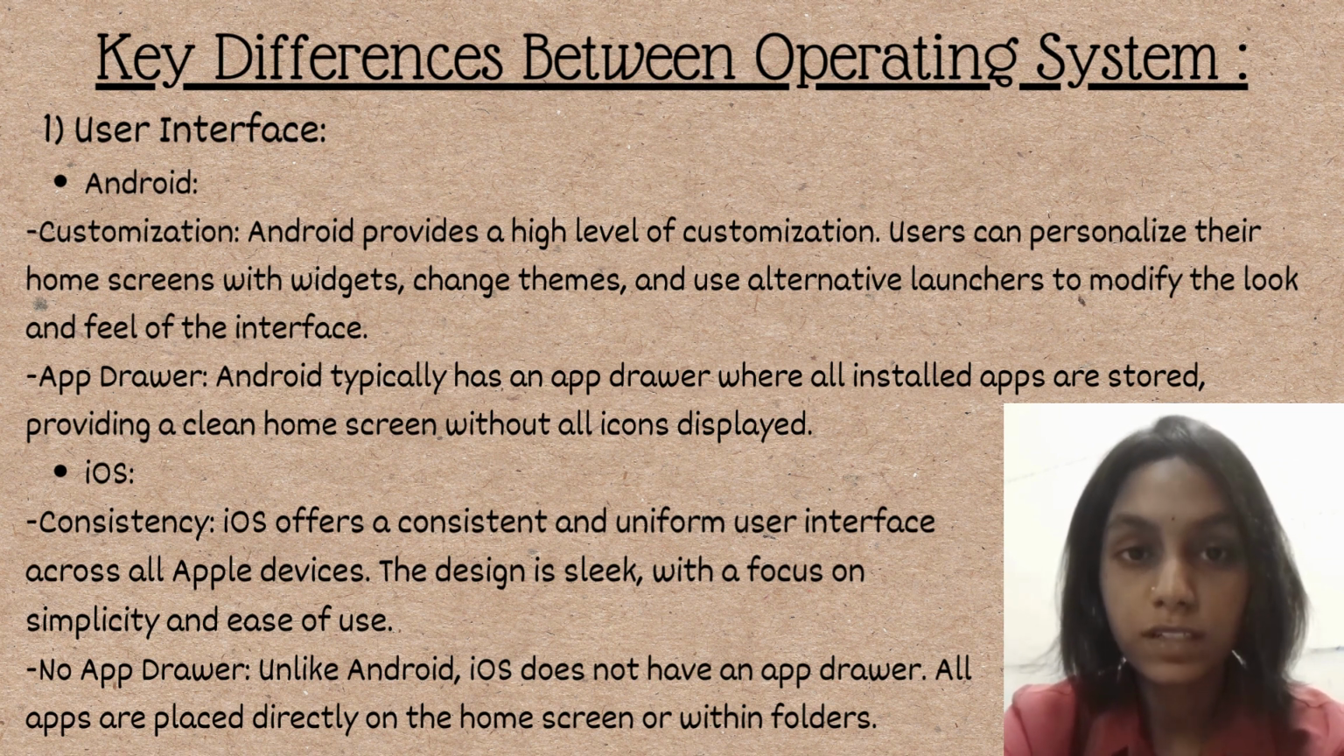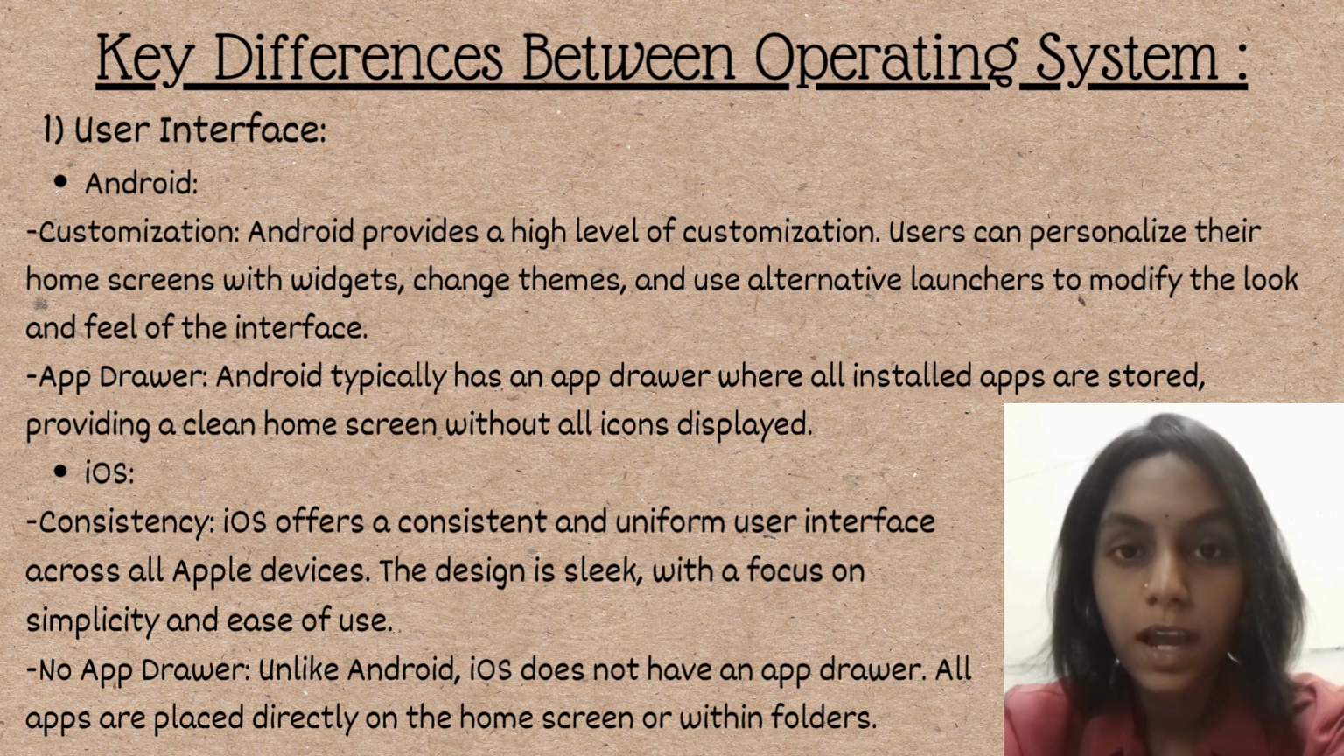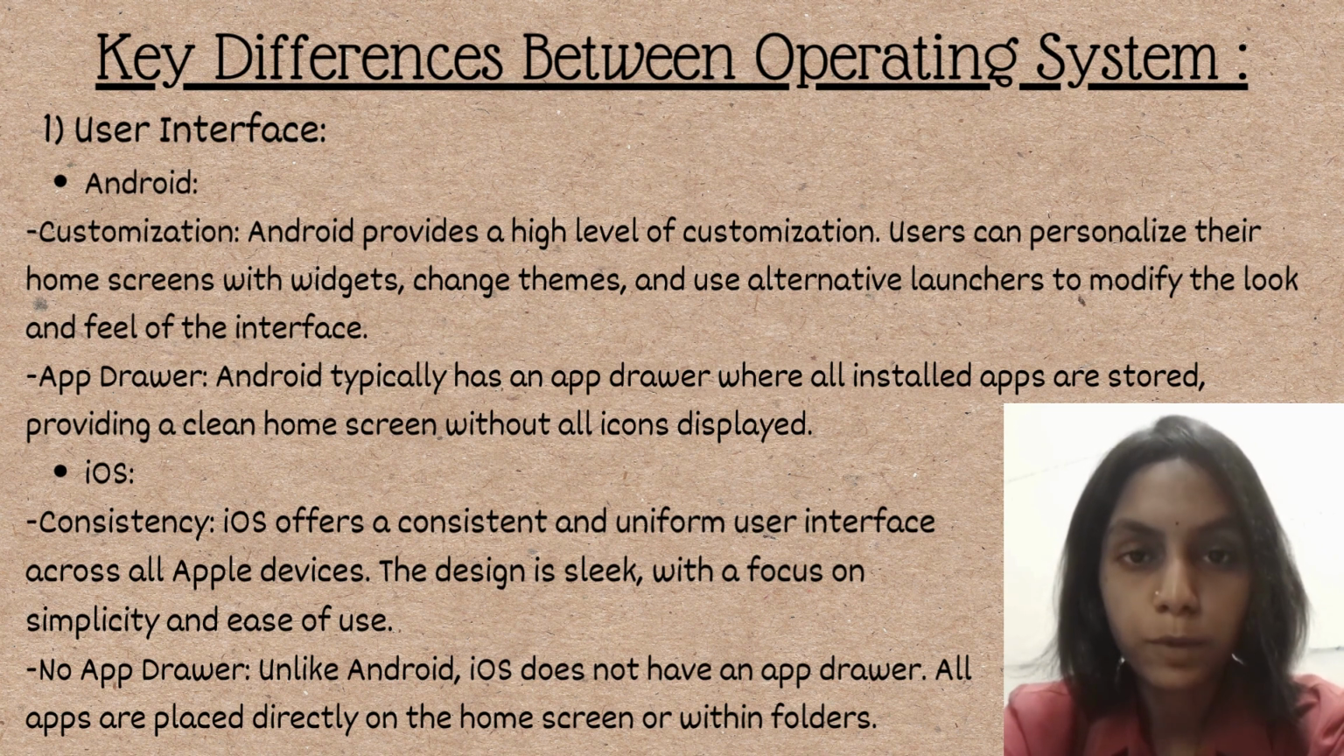First of all, user interface. For Android, it's customization. Android provides a high level of customization. Users can personalize their home screen with widgets, change themes, and use alternative launchers to modify the look and feel of the interface. And then the app drawer. Android typically has an app drawer where all installed apps are stored, providing a clean home screen without all icons displayed.